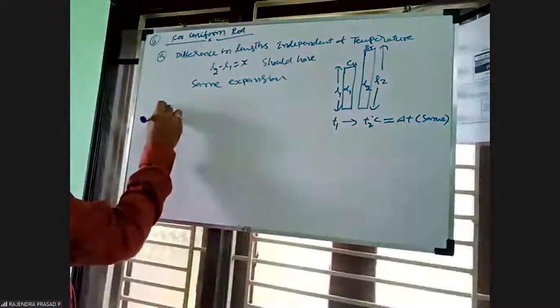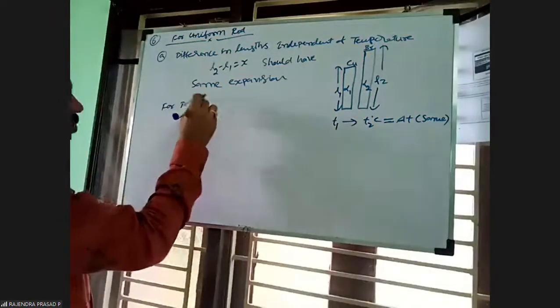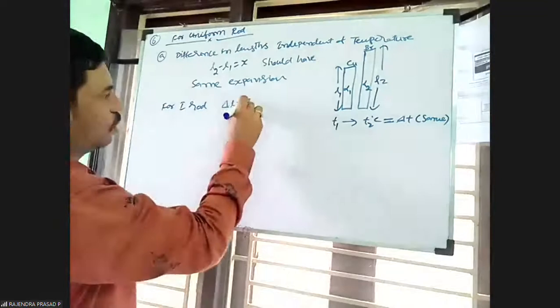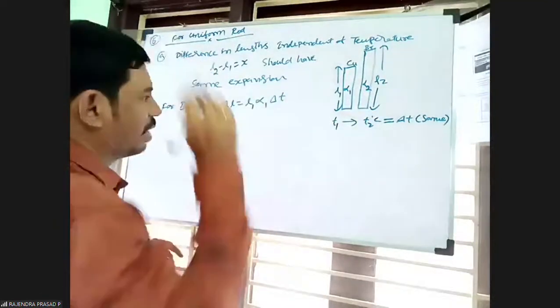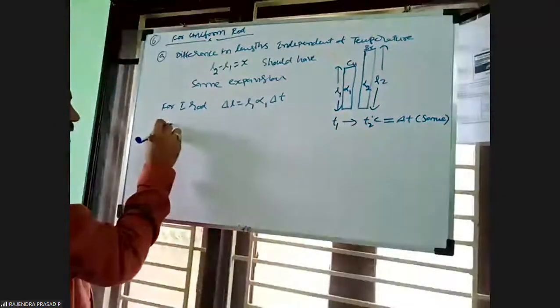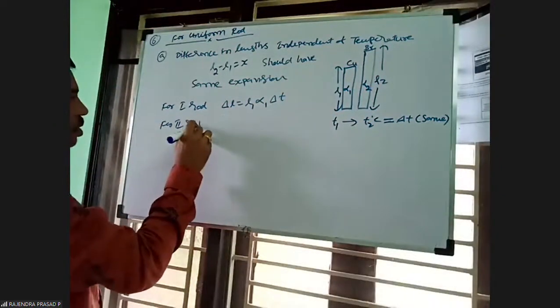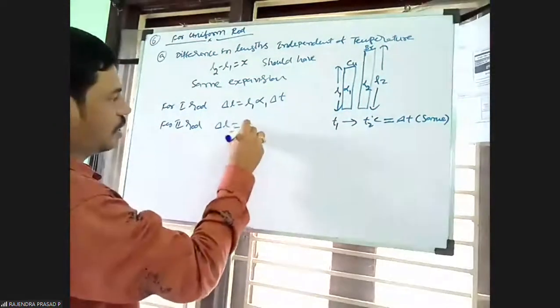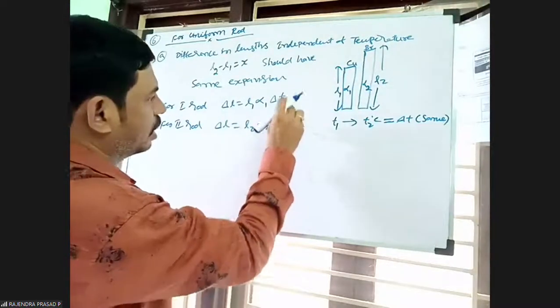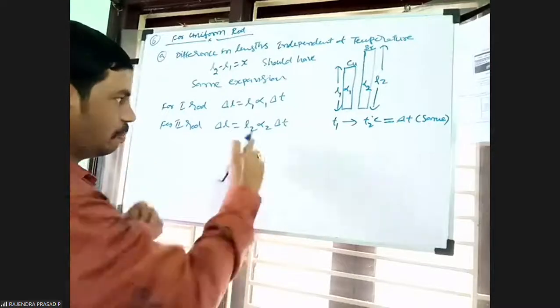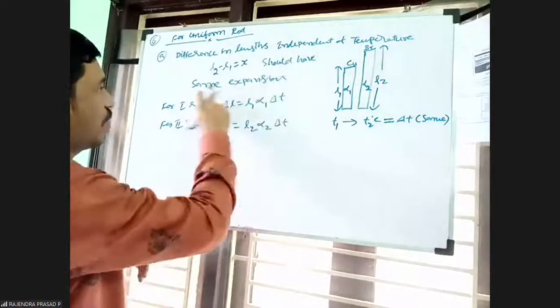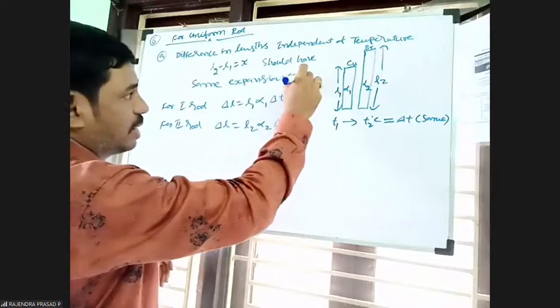For the first rod, change in length delta L equals L alpha delta T, so L1 alpha 1 delta T. For the second rod, delta L equals L2 alpha 2 delta T. The rise of temperature is the same, so the change in length is the same. They should have the same expansion delta L.